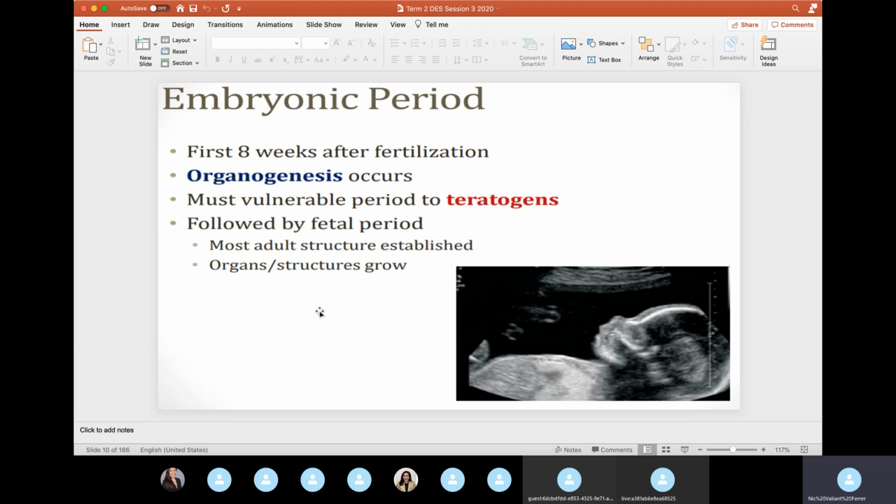Next, embryonic period. The first 8 weeks after fertilization, this is where organogenesis occurs. High yield, this is the period that is most vulnerable to what? Teratogens. After the embryonic period, you have the fetal period, where the organs and the structures grow.